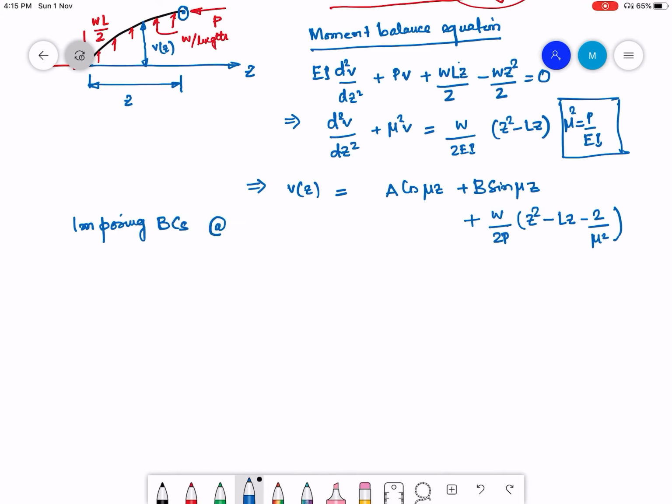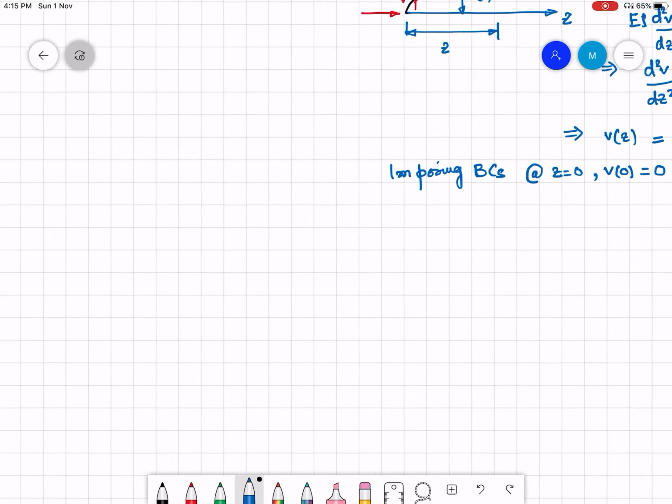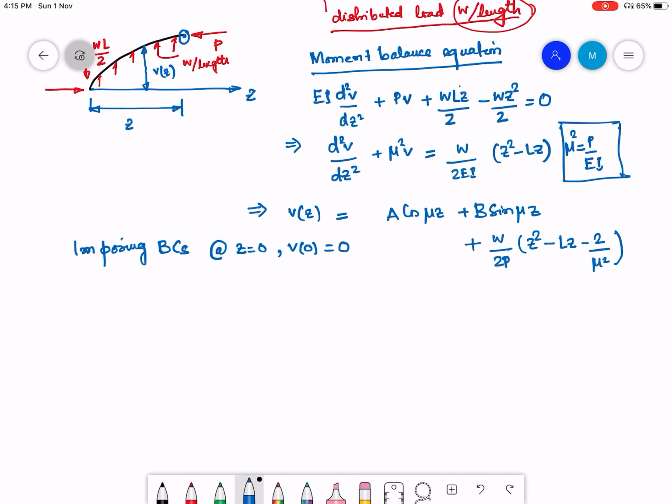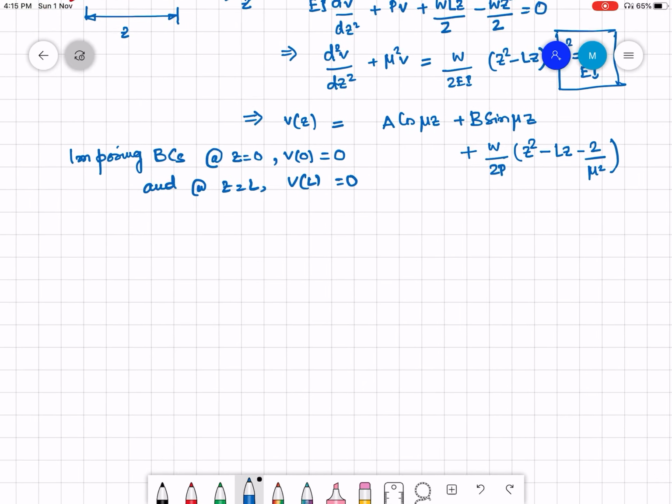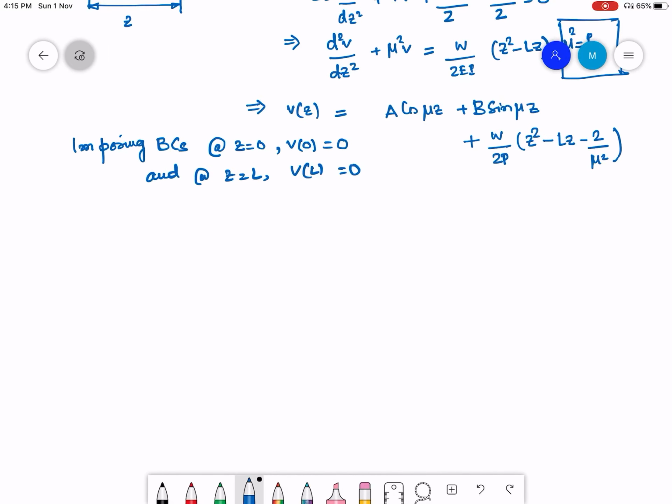Okay, so the boundary conditions are at z equals 0, v0 is equal to 0, and at z equals L, vz is equal to 0, or vL is equal to 0. Now, if I impose these two boundary conditions and solve it, which again I'm skipping the steps, I guess it's again very straightforward for you all.